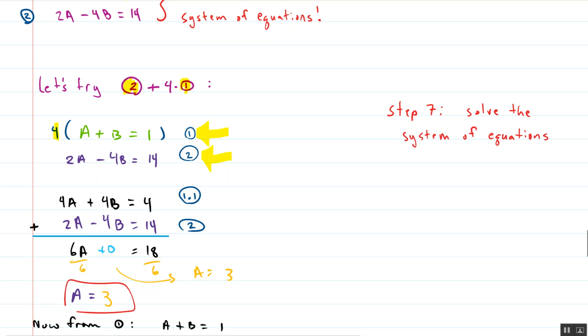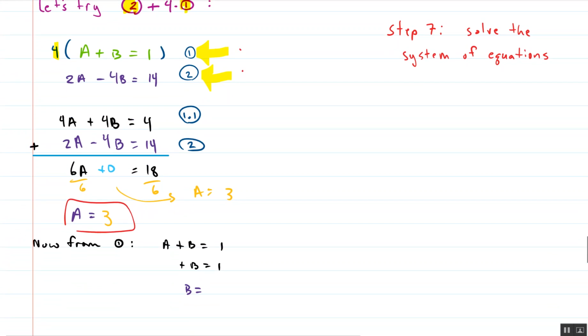Now we can take that and put A equals 3 back into one of the original equations, maybe equation 1 or 2, and solve for B. So let's take equation 1 because equation 1 was fairly simple. A plus B equals 1. We know what A is. We say A is 3, so instead of having A there, we're going to have 3. So 3 plus B equals 1.